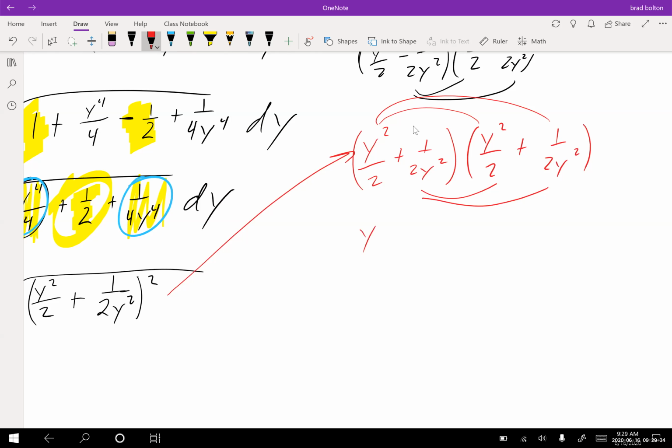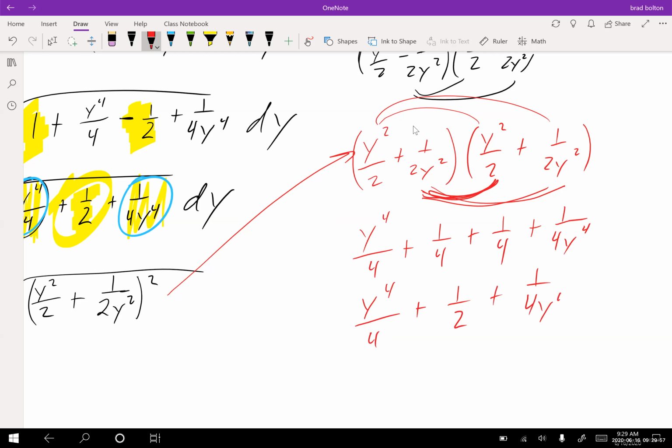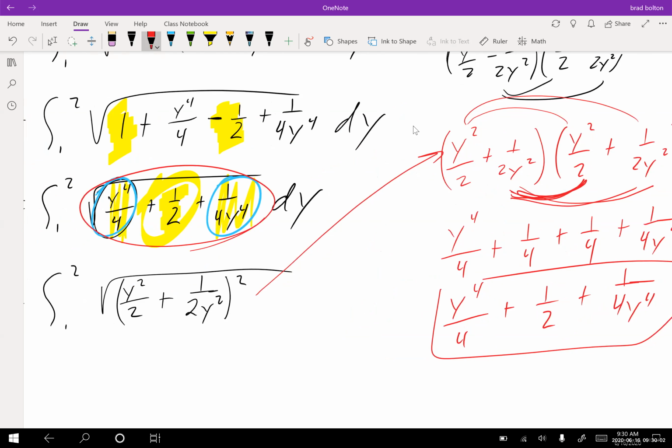okay? And this would become y to the 4th over 4, plus this would become 1 over 4, plus this one right here would become 1 over 4. And now we do the last. That would become 1 over 4y to the 4th. So this would become y to the 4th over 4 plus 2/4, but that's really just 1/2, plus 1 over 4y to the 4th. That is the same as that. So it actually worked, right? So that means that this was factorable as a perfect square.